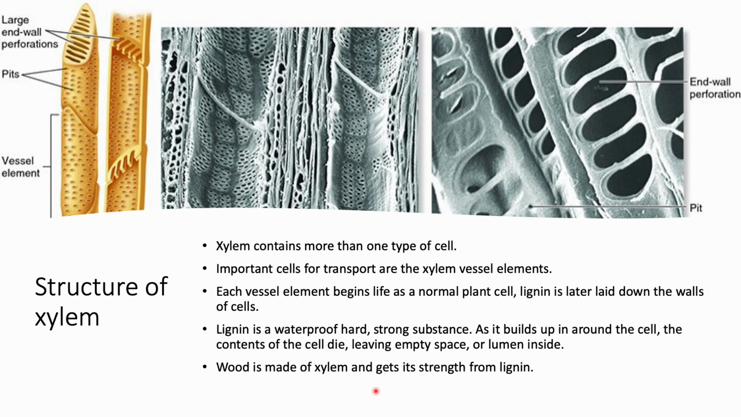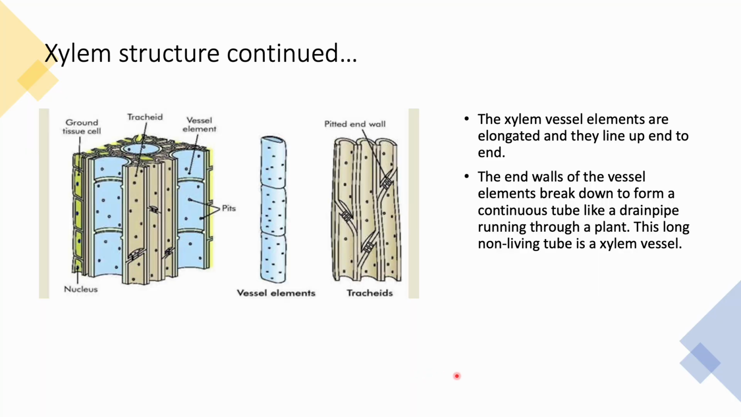Wood is made of xylem, and it gets its strength from the lignin. The xylem vessel elements are elongated and they line up end to end. The end walls of the vessel elements break down to form a continuous tube-like drain, kind of like a drain pipe running through a plant. So you have this tube that's going to form. This long, non-living tube is what's known as a xylem vessel.